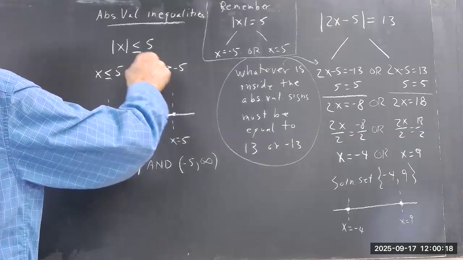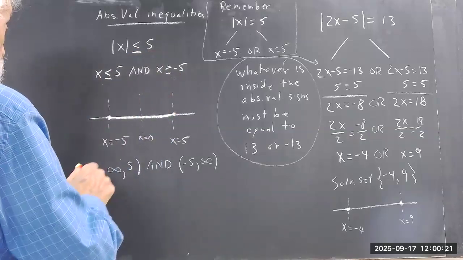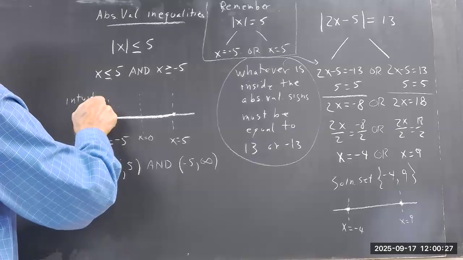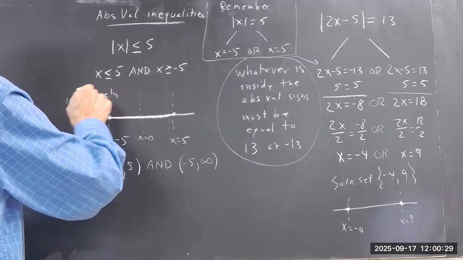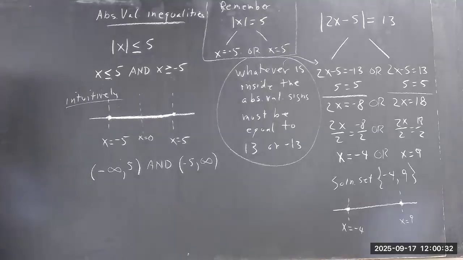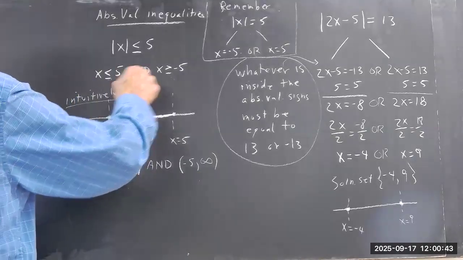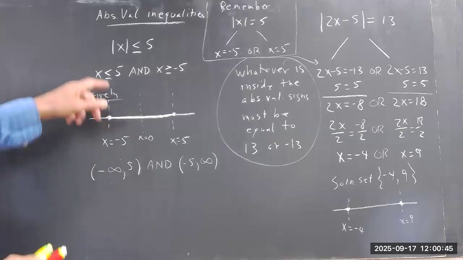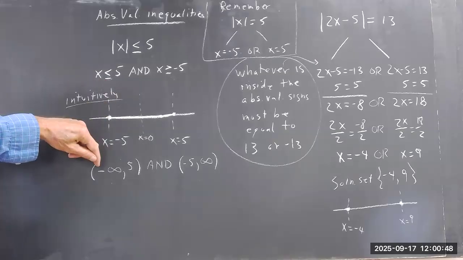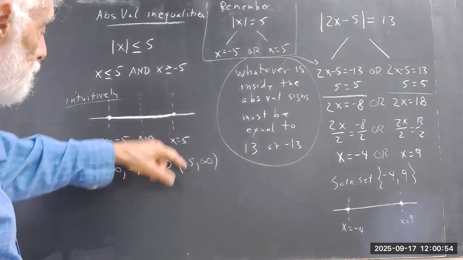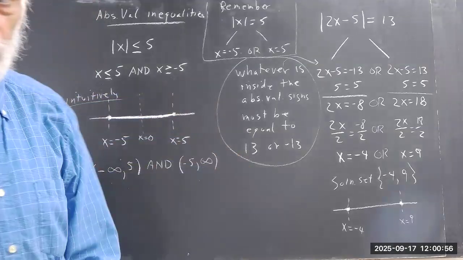Okay, so this is what we get when we split the thing. This is what I claim we get when we split the thing. This is what we get intuitively, and we're pretty sure of it just by thinking of what numbers work. This is the interval notation for this, because x less than or equal to 5 means x is in the interval from negative infinity to 5. And x greater than or equal to negative 5 means that x is in the interval from negative 5 to infinity.